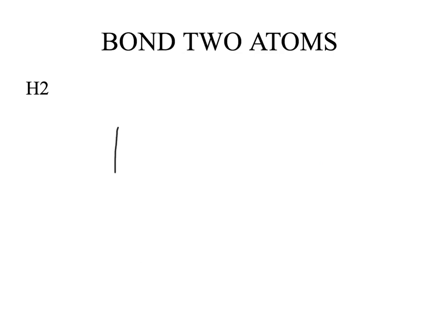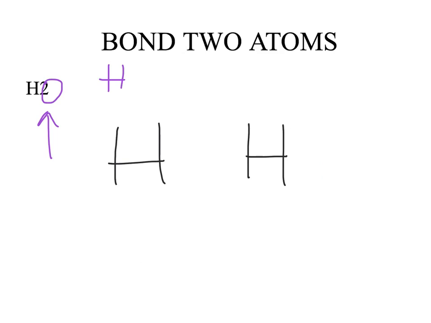Okay, now we have 2 hydrogens. Do you remember that this little number in here, which you know should actually be a subscript, tells us how many atoms of this symbol are included in the formula? So in this case, we have 2 atoms of hydrogen. That's why I wrote 2H for hydrogen.